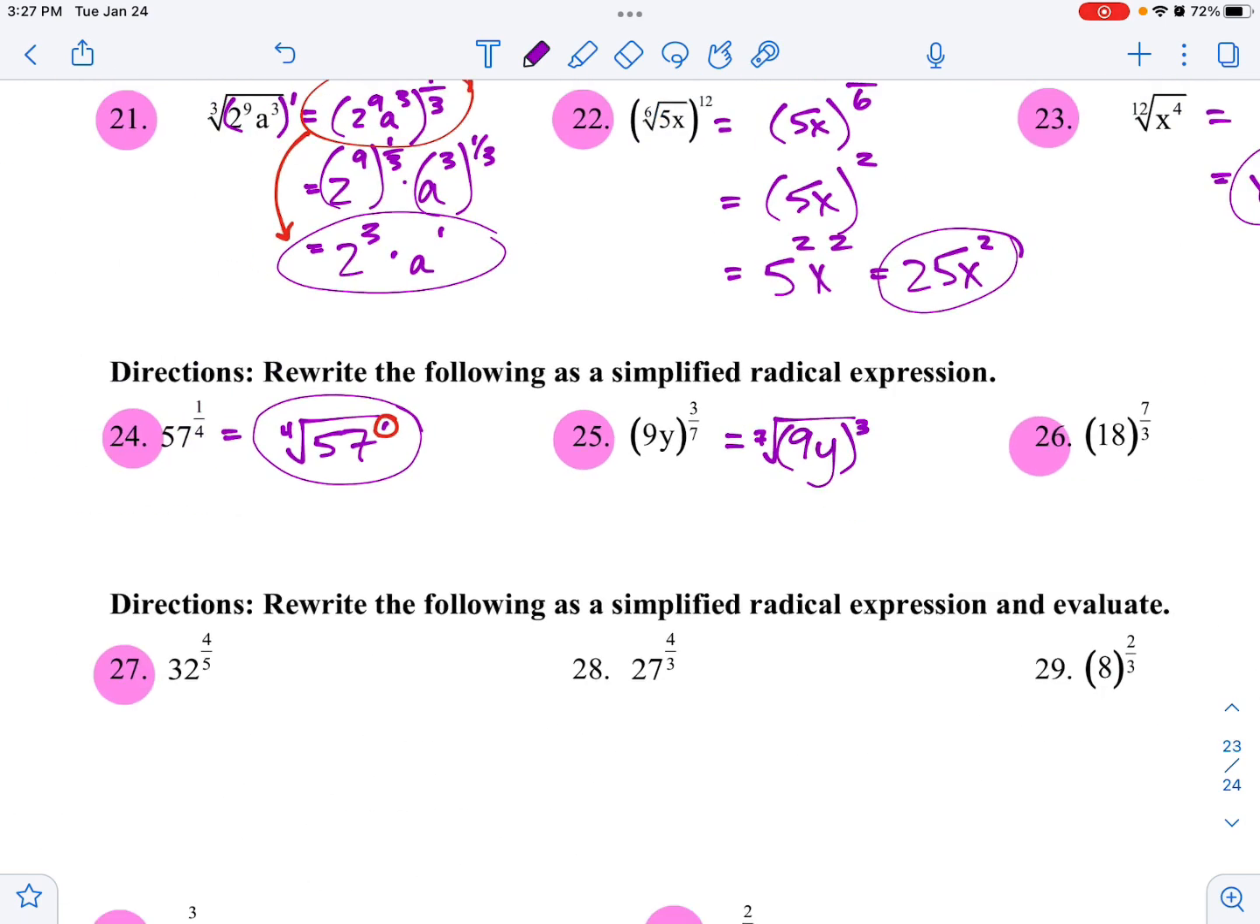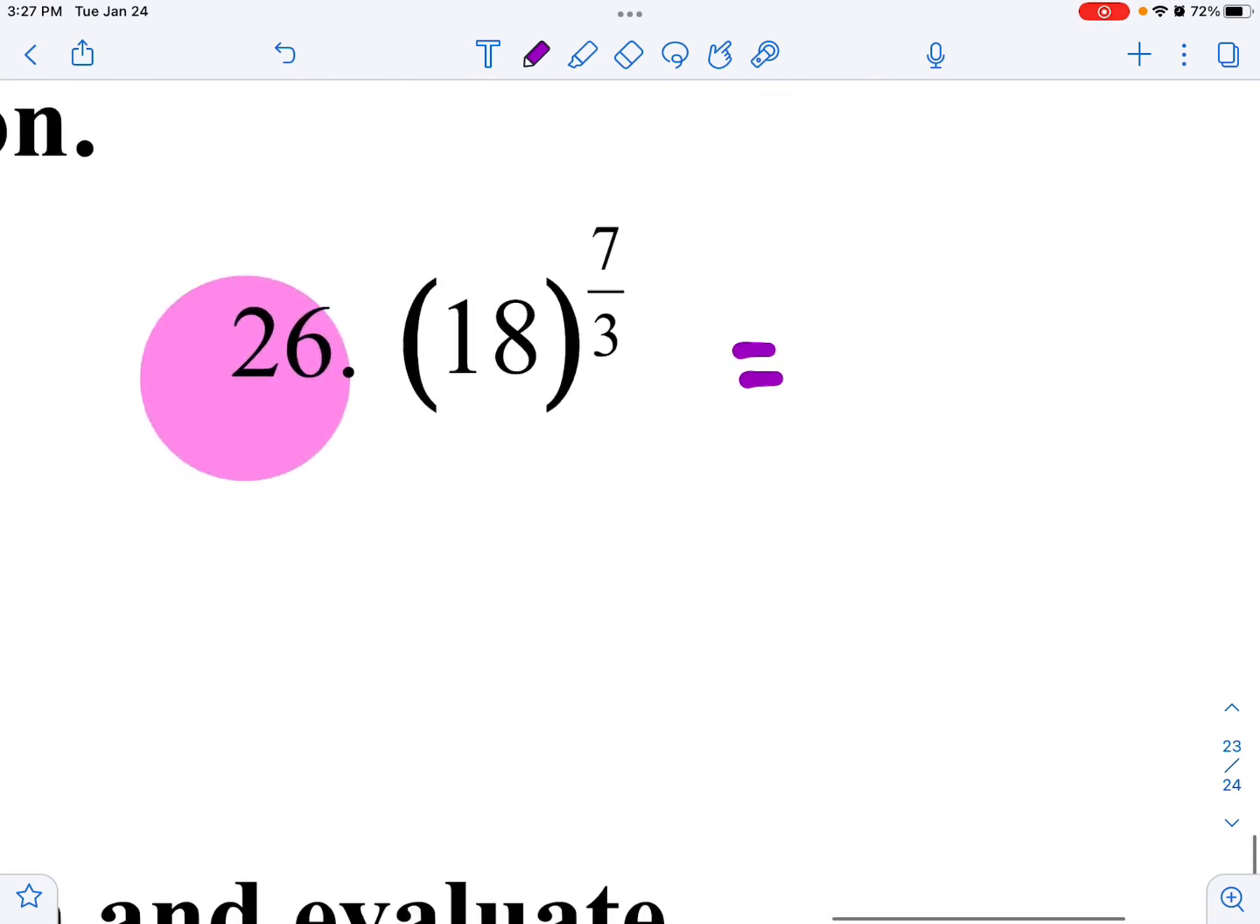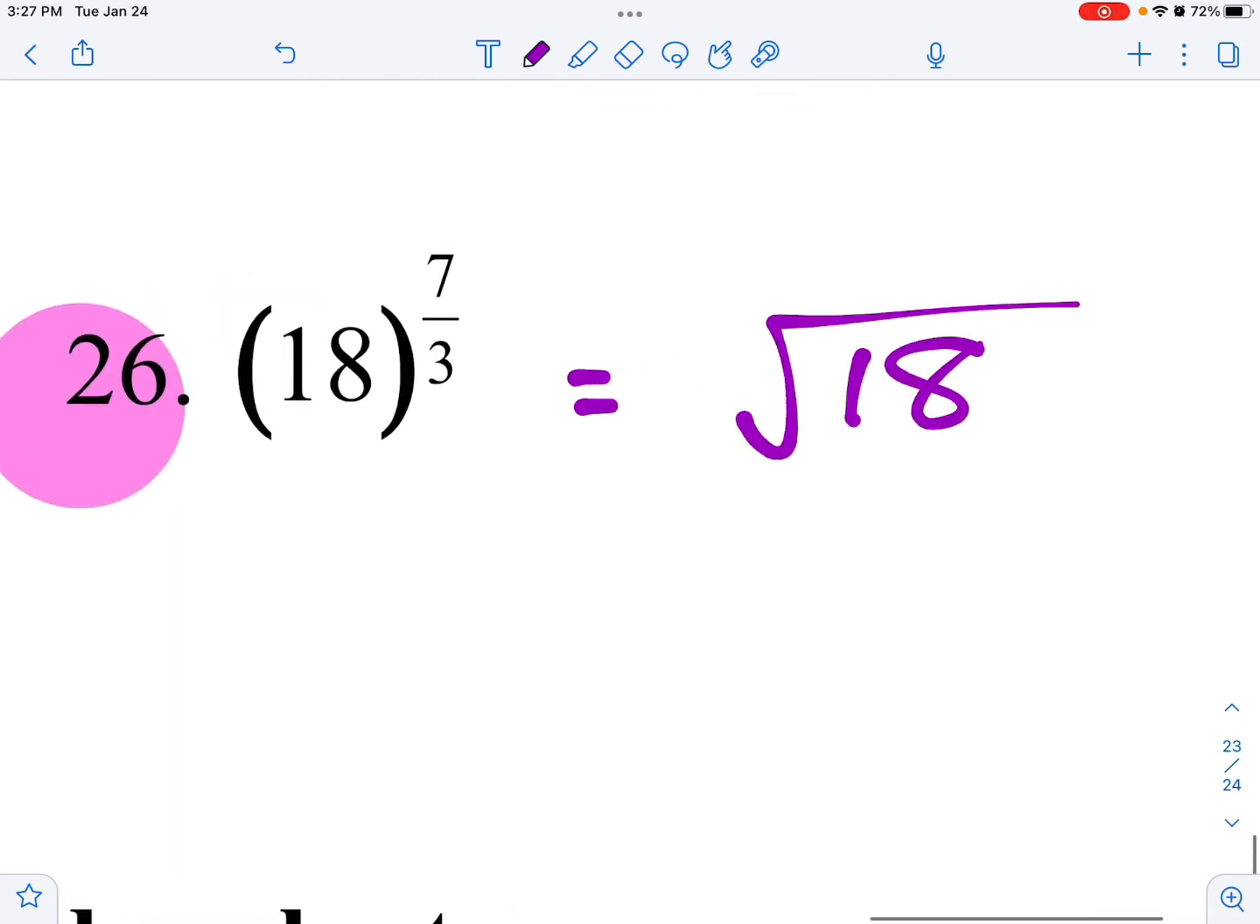Definitely write a couple of these down on your note card, okay? The 18 goes inside a radical. This is how to translate back and forth. The 7 goes here, and the 3 goes in front.